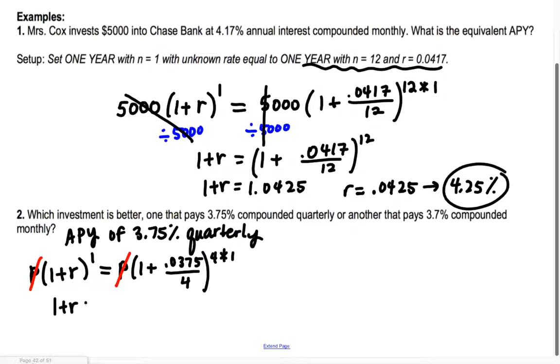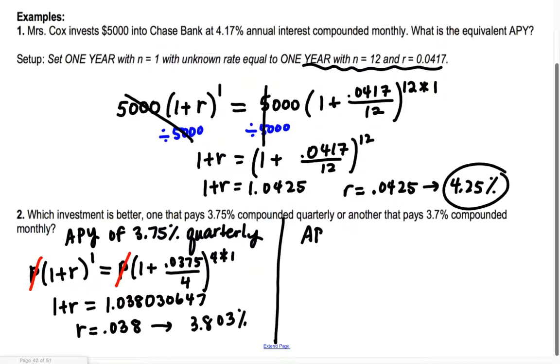So we get 1 plus R equals, and we're going to find all that. So I'm going to do 1 plus 0.0375 divided by 4, and I'm going to raise it to the 4. I have more decimals here, but it's around a 3.803% yield. The reason I'm doing a few decimals there is because the other one's going to be really close to it. They're going to be very similar, so sometimes it's nice to have a few more decimals.